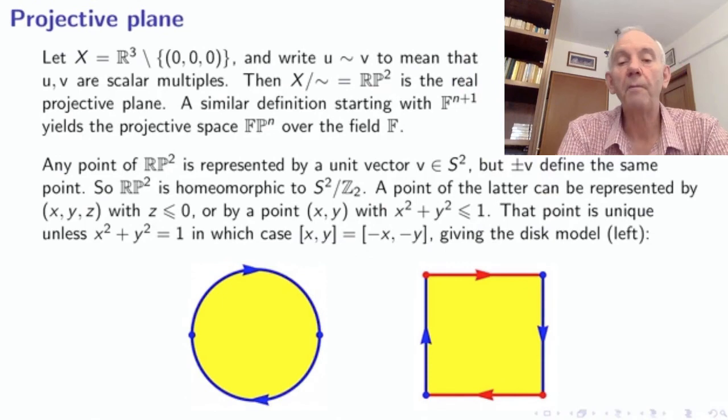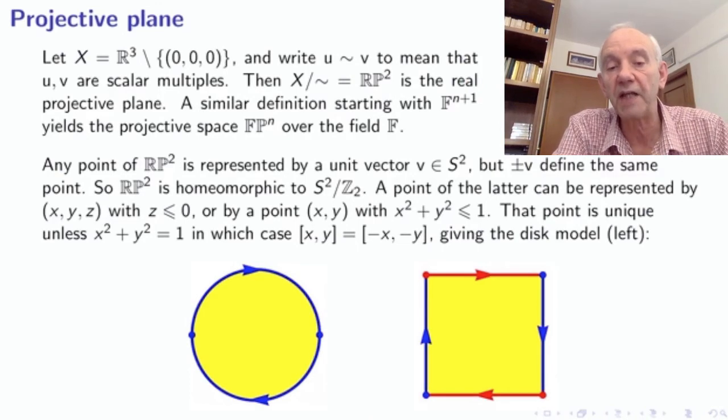So, how do you imagine the case of RP2? Well, as I said before, any point is represented by a unit vector in S2, but you have to bear in mind that plus or minus that vector defines the same point.